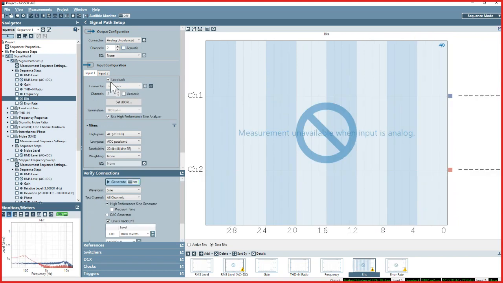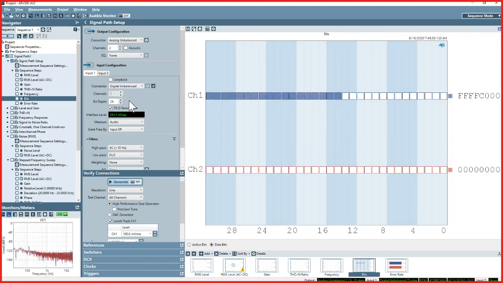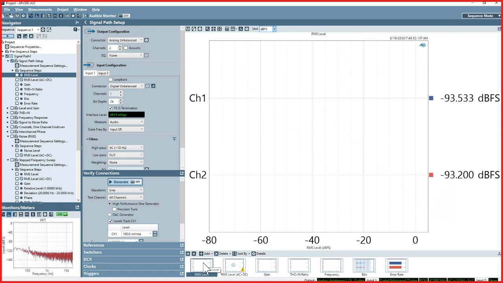So back to our ADC. Let's look at a few things that we can learn about this device, or any device, right in signal path setup.